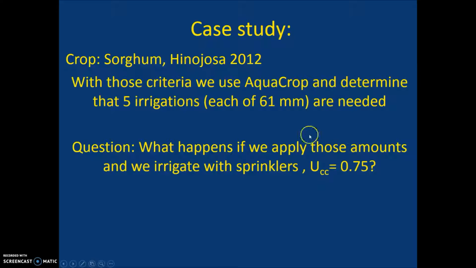With those criteria, if we use AquaCrop, we determine that 5 irrigations, each of 61 millimeters, which is roughly equal to the readily available water, are needed. Note that these 5 irrigations have been calculated after discounting the last irrigation that was explained on a previous tutorial. Now the question is, what happens if we apply those amounts and we are irrigating with sprinklers with a uniformity coefficient of Christiansen of 0.75?